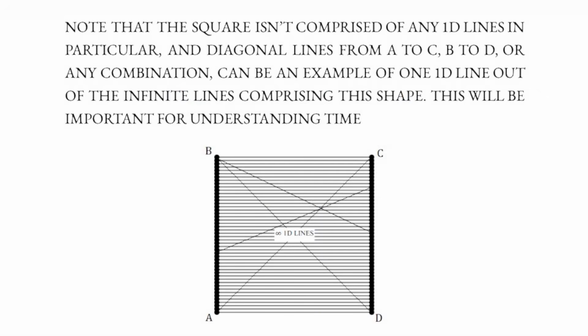Note that the square isn't comprised of any one-dimensional line in particular, and diagonal lines from A to C, B to D, or any combination can be an example of one one-dimensional line out of the infinite lines comprising this shape. This will be important for understanding time.